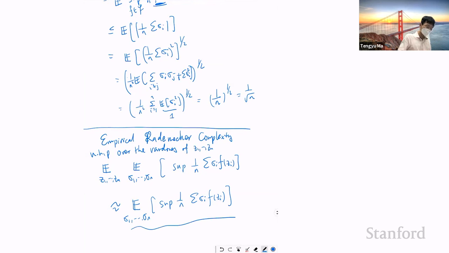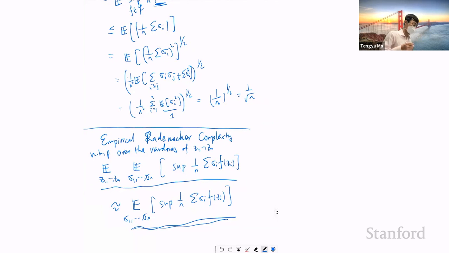Right, so this is a random variable that depends on Z1 up to Zn. And this is just a constant. Right, this number is not a random number. I probably shouldn't call it constant. This is a deterministic number. So the left number depends on Z1 up to Zn, and I'm claiming that the second one, the right-hand side, is concentrating around the first one with high probability.